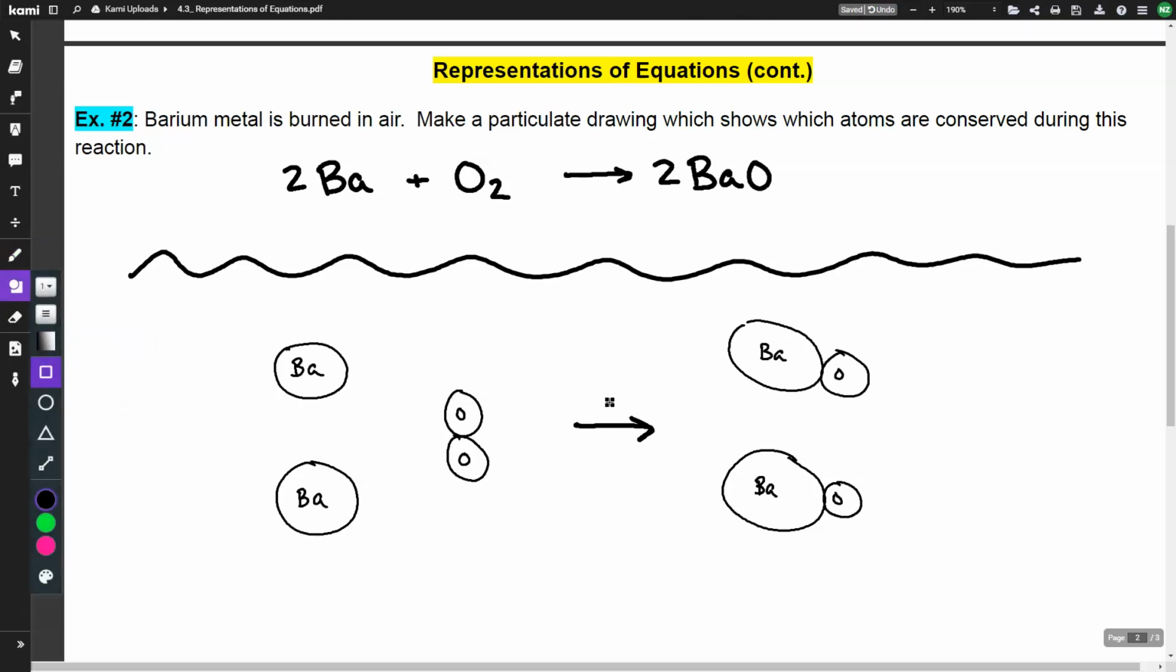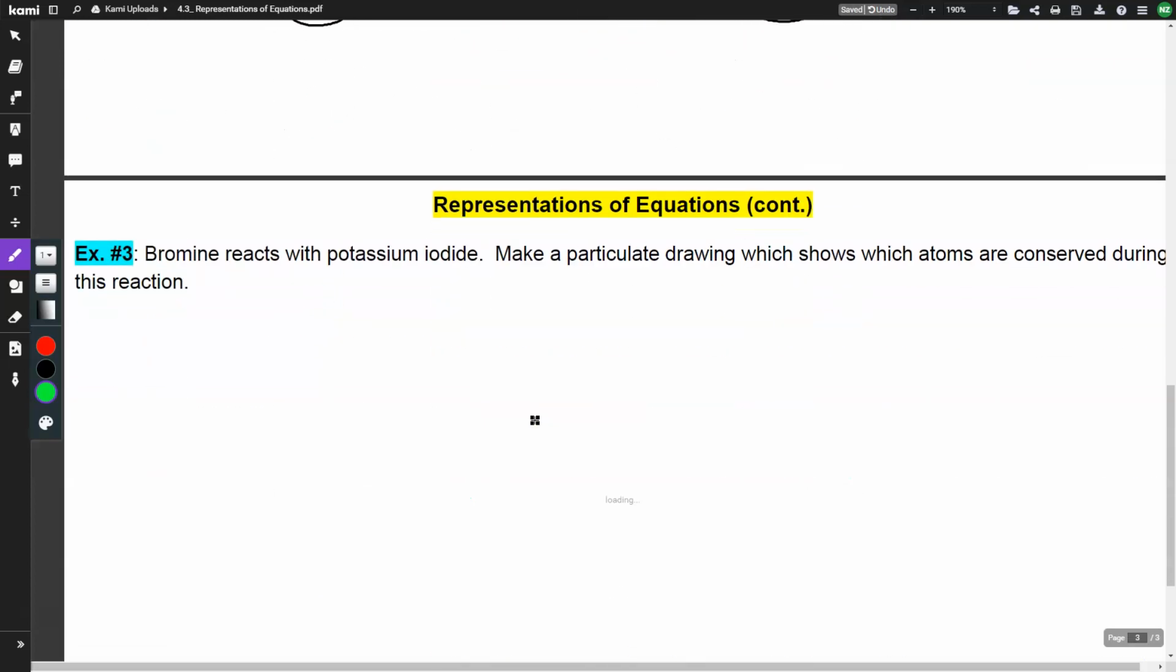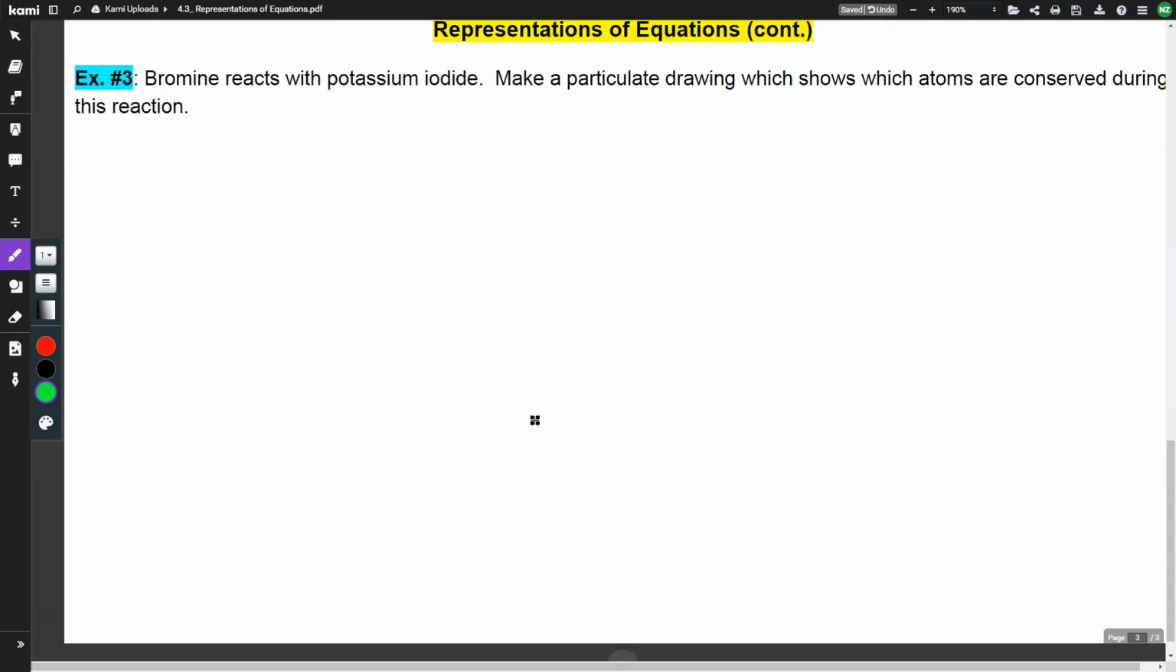Okay, so I have 1. Oops, that's not a check mark. Let's try that again. I have 1, 2, 3, 4 bariums, and then I have 1, 2, 3, 4 oxygens. Okay, so 2 bariums on each side, 2 oxygens on each side. Everything is conserved here. All right, let's move down to our last example here.